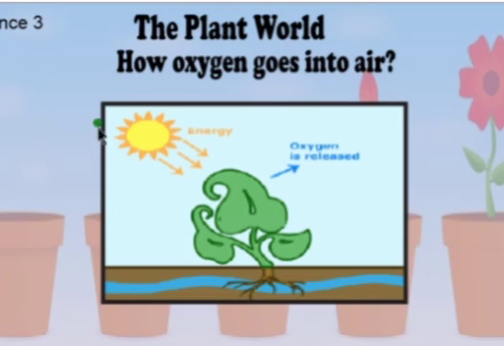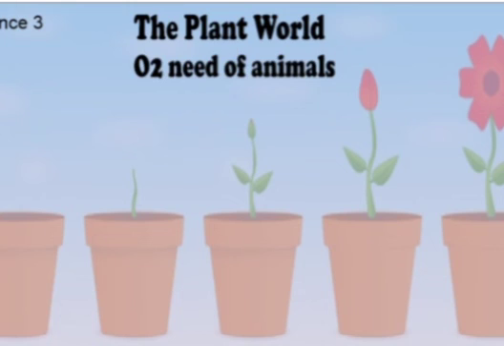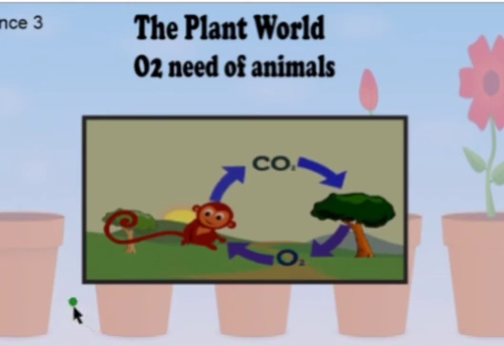Oxygen leaves the plants and goes into the air, and we can use the oxygen from the air for our survival. How does oxygen go into the air? Oxygen goes into the air when plants release oxygen, so we can use it for our survival by breathing it. When leaves release oxygen, it goes into the air, and it will be used by all animals.